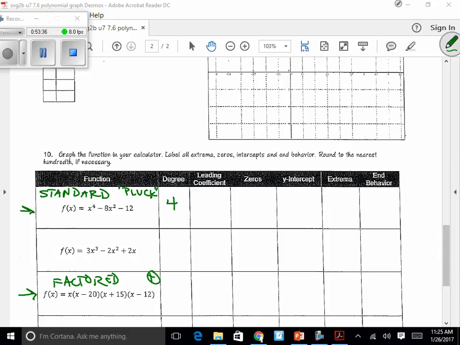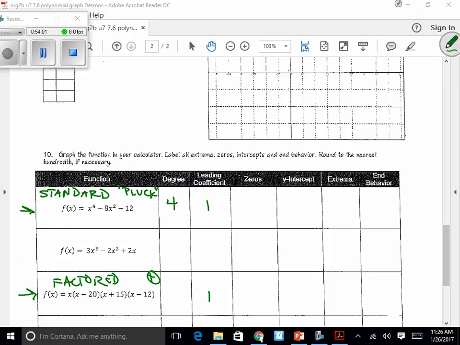Last deal on this bottom one. What is the degree on this bottom one here in factored form? I heard 4. Let's see, there's a 1 on the first x. There's a 1 here, a 1 here, a 1 here. It is a 4, once you put the exponent on all the separate pieces.